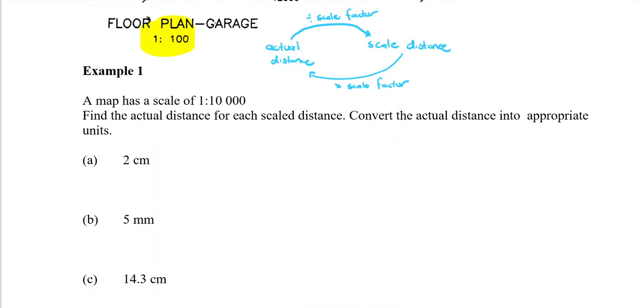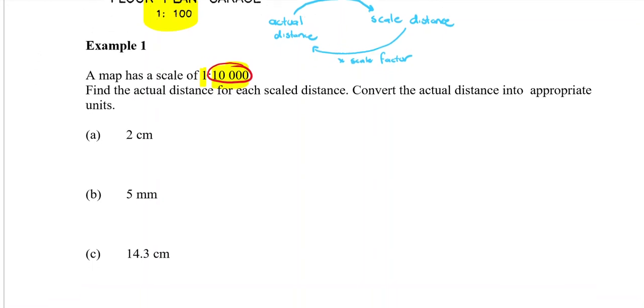The scale factor is the second number in your ratio. So the ratios that you'll be given will be 1 to some number. So this question here says 1 to 10,000. So that 10,000 is your scale factor because the real measurement is 10,000 times bigger than the map measurement. All right, so to do question 1, a map has a scale of 1 to 10,000.